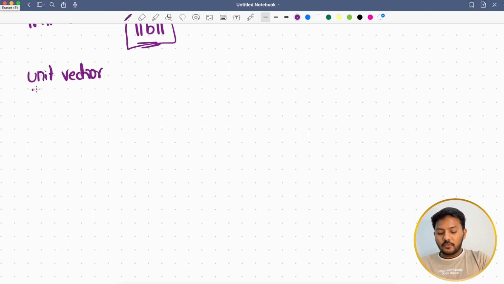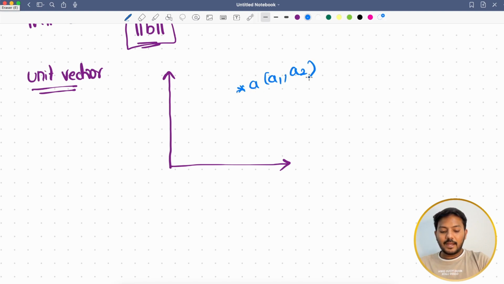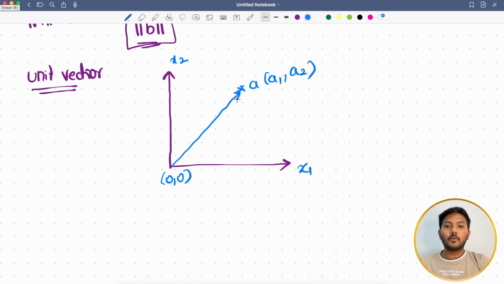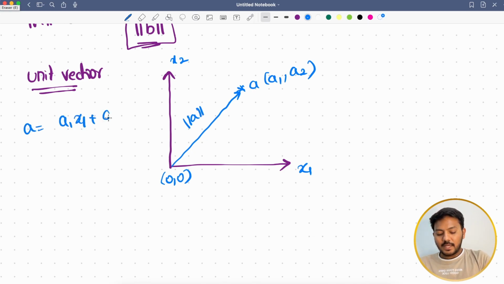So what is a unit vector? Let's assume I have axes like this one and this one, and I have a point A, and I will call its coordinates A1 and A2, and this is my origin 0 comma 0, and this is x1 and this is x2, and this is a line connecting from origin to my point A, and this is called modulus of A. Clear? Now my A is basically A1 x1 plus A2 x2, plus some value which is some bias, but let's forget about that right now. But modulus of A is equal to root of A1 square plus A2 square.